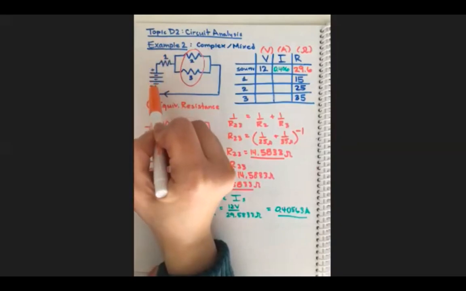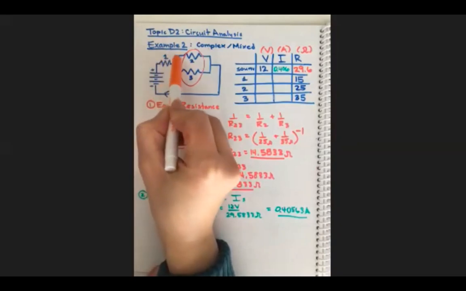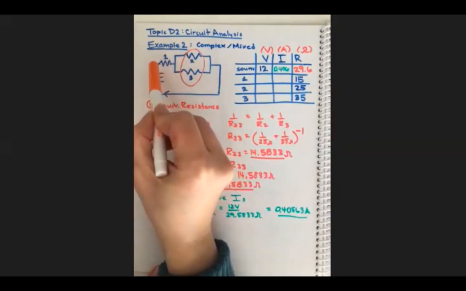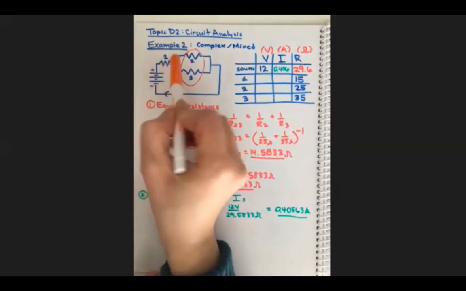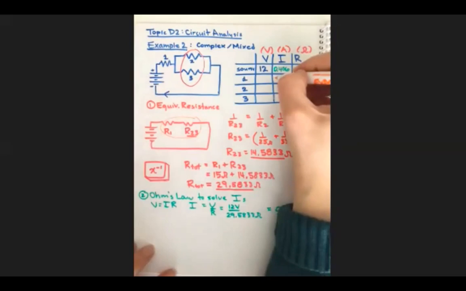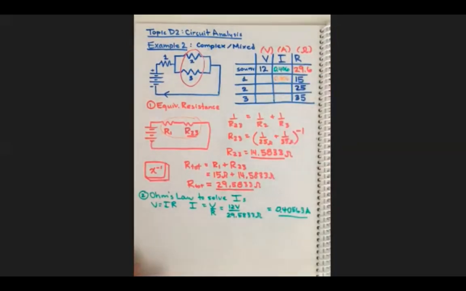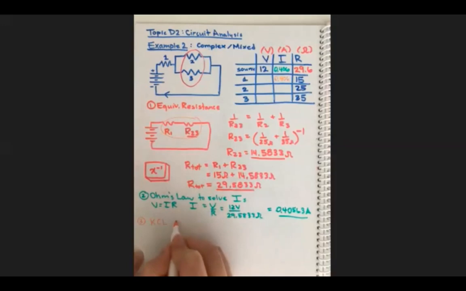The current through the source is the same as the current through resistance 1, and you don't reach the split yet. So 0.406 is our answer for that spot as well. I am going to write that out to justify that answer. KCL tells me that I source is equal to I1.